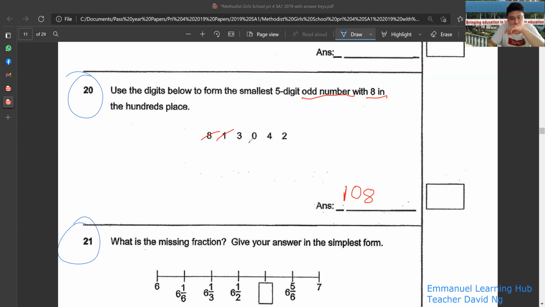Then after that, which number is the smallest? 3, 4, and 2, which number is the smallest? 2. Then 3 and 4, which number is the smallest? 3. You understand how I do this question now? You always get the smallest number and put it here. Then they tell you 8 is the hundreds place. That's why I must put an 8 here. Okay?